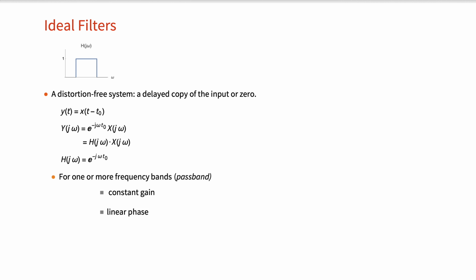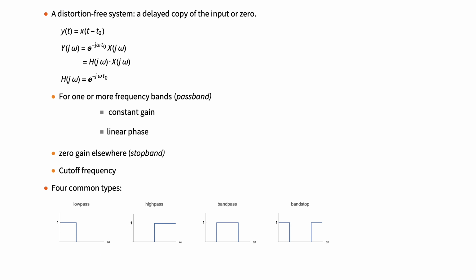The frequency interval over which the gain is non-zero is called a passband, while the interval over which the gain is zero is called a stopband. And the frequency where a passband ends and a stopband begins is called the cutoff frequency, or a cutoff frequency. The four filter types shown here are the most common arrangements of passband and stopband intervals. Also, a filter that passes all frequencies is called an all-pass filter. Note that ideal filters in practice are not realizable.